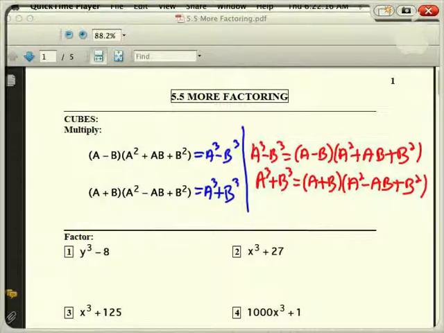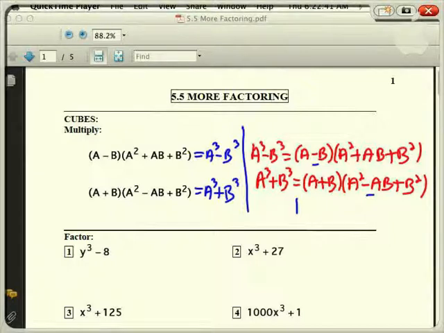Notice to the right of the equals, there's only one minus in either formula. It's either in the middle of the first factor or in the middle of the second. And notice everything else is the same. We have an a squared, an ab, and a b squared. No coefficients other than 1. Anyway, let's use those formulas.